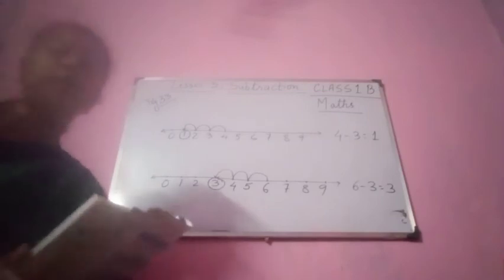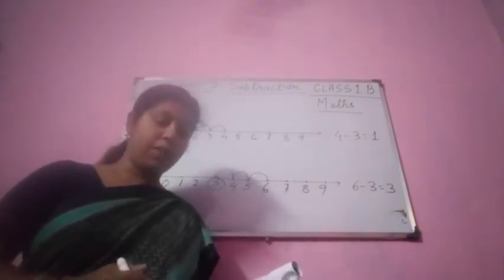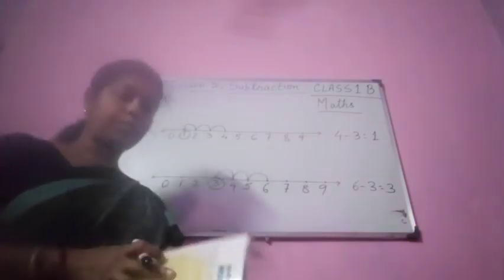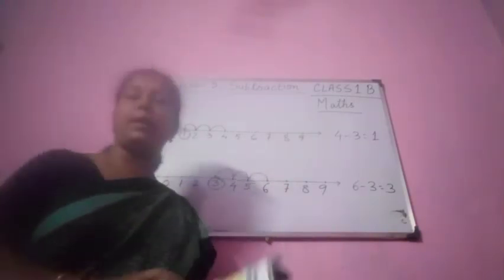In this way you do this. Okay, because already I have said you to do this one. So you please do this. Okay, come to next page. Subtracting 0 from a number. Okay, you please see here, subtracting 0 from a number.